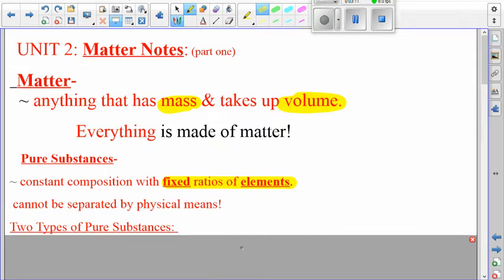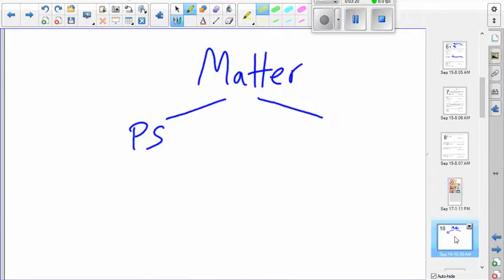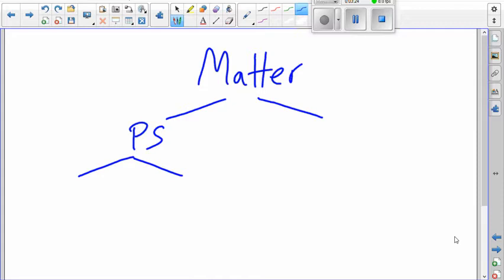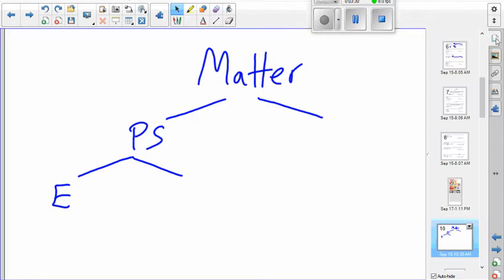Now there are two types of pure substances. So we're going to find that pure substances itself splits off into two. The first one we're going to talk about are elements.